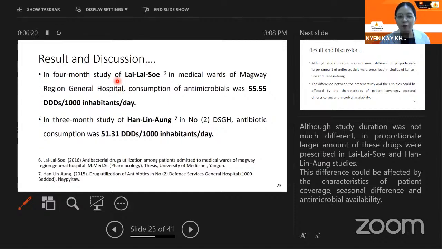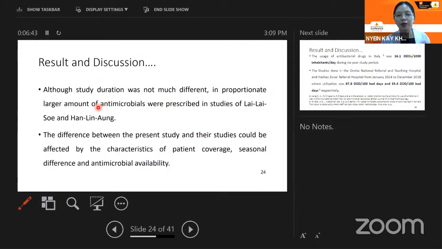For the discussion, an in-formant study in the medical ward of a regional general hospital found antimicrobial consumption was 55.55 DDD per 1,000 inhabitants per day. In another study, antibiotic consumption was 51.31 DDD per 1,000 inhabitants per day. Although the study duration was not much different, a larger amount of antimicrobials was prescribed in those studies. The difference between the present study and those studies could be affected by the characteristics of patient coverage, seasonal differences, and antimicrobial availability.